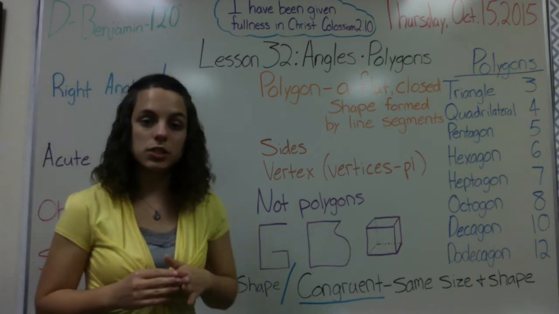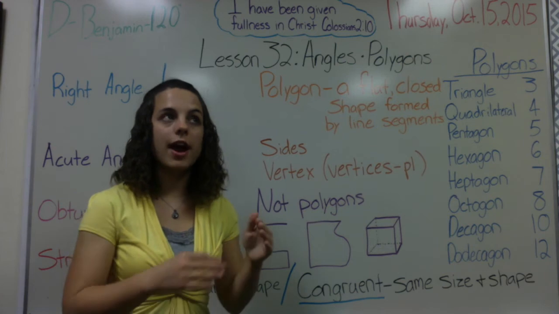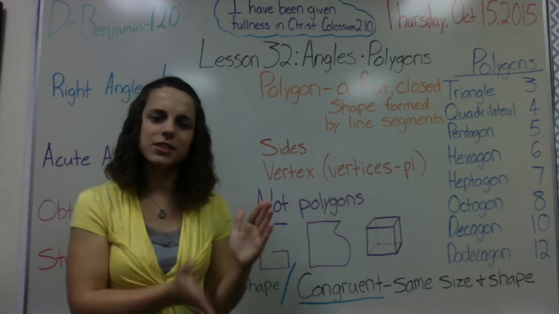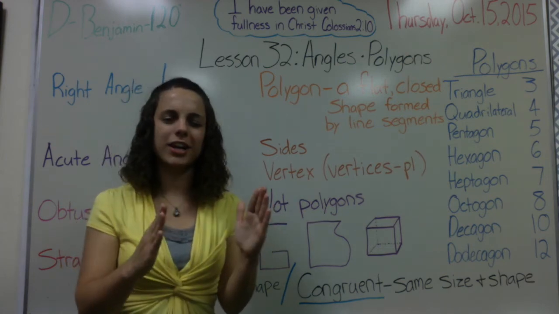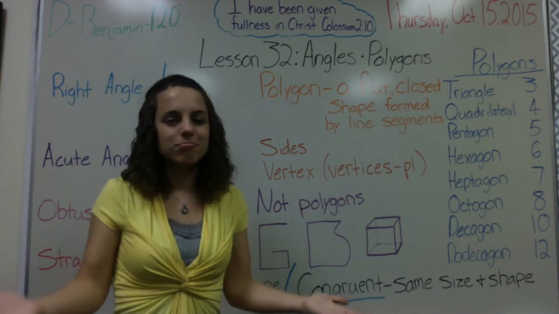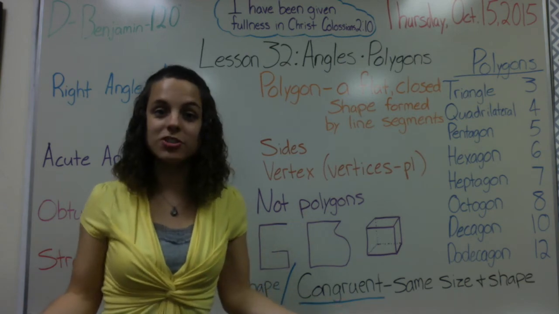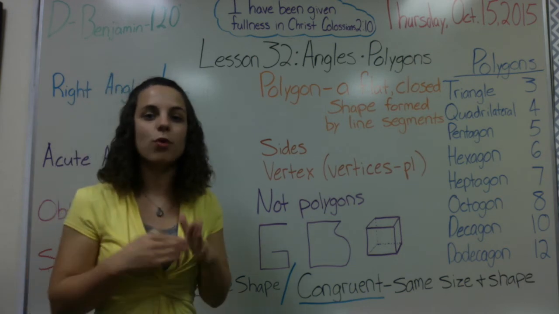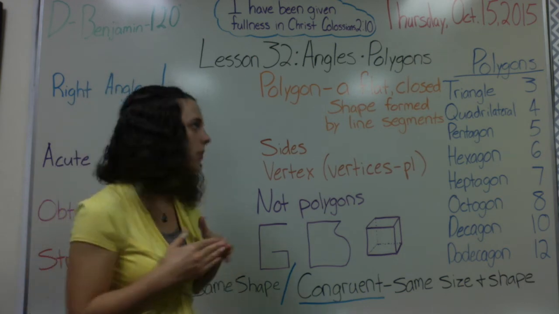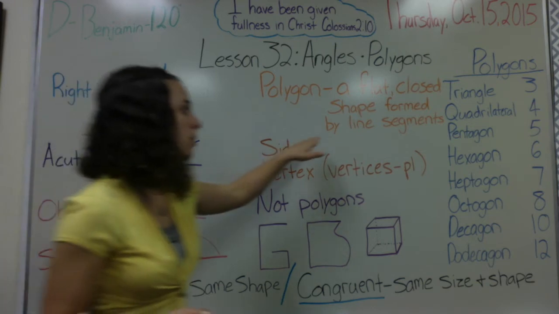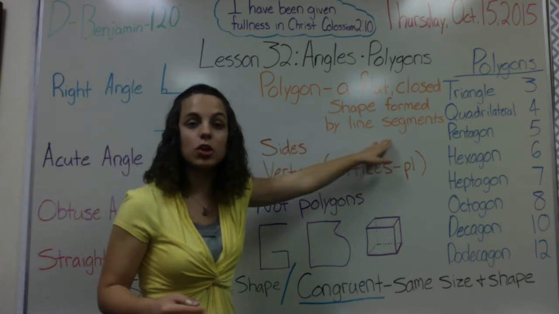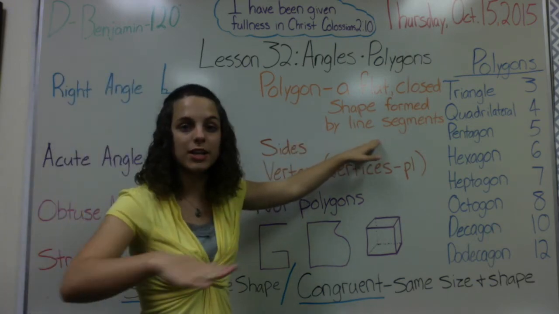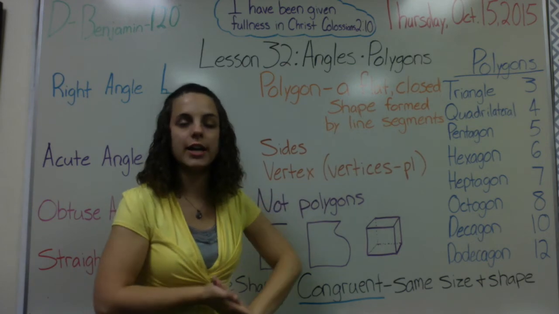And it's closed, meaning you don't have three sides of a square with one partially kind of opened, which most of the time you don't even think of those as shapes anyway at this point, so it's just making the definition more strict. It has to be closed. And it's formed by line segments, meaning you're going to have straight lines or straight segments. There's no curved lines involved.